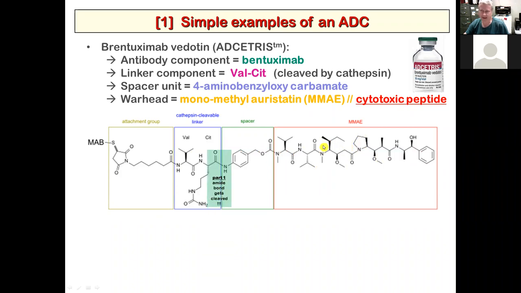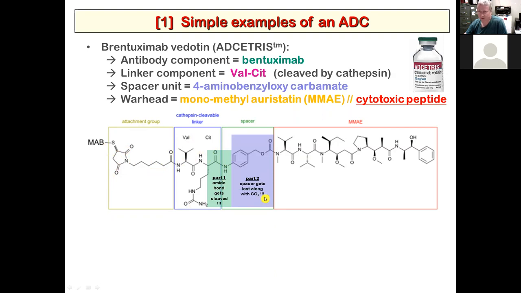That's the thing on the right that will kill the tumor. Okay, so this is what I added to my slide. Part one, amide bond gets cleaved. So specifically this amide bond. The cathepsin, and cathepsins are upregulated in tumor cells, so it's a protease that's highly expressed in tumor cells. This gets cleaved, right? That creates a carboxylic acid and NH2, and then the whole left side, including the antibody, gets lost. This spacer gets lost also.